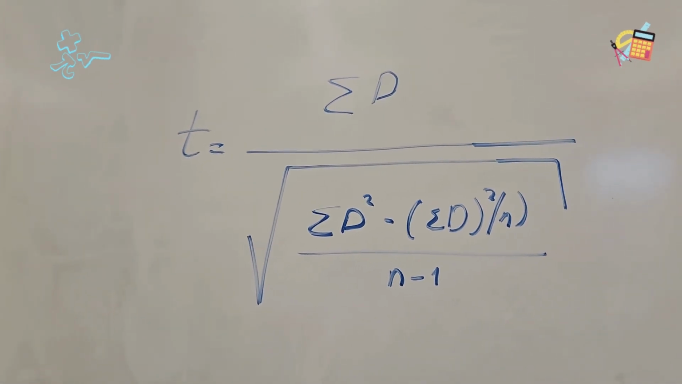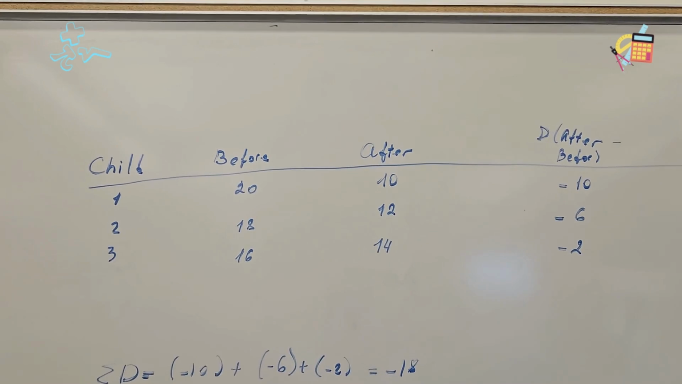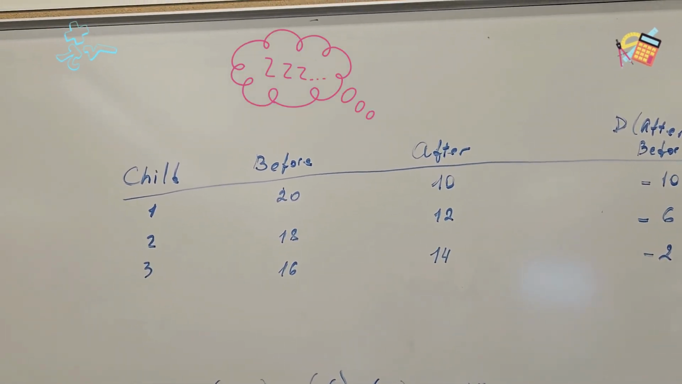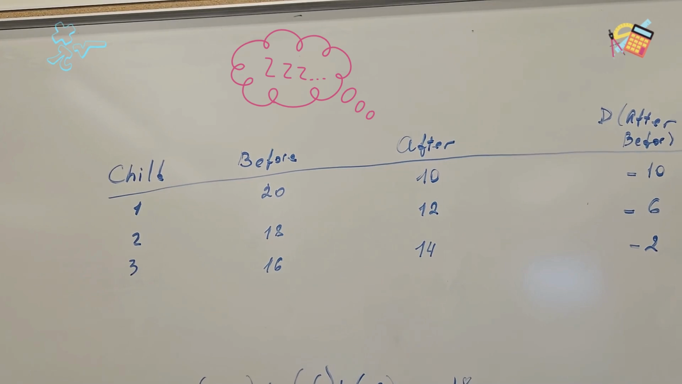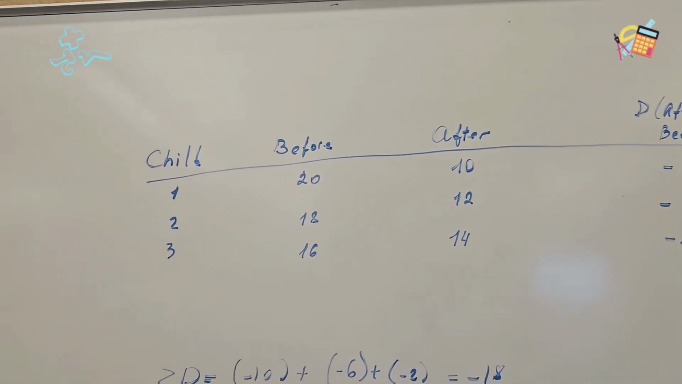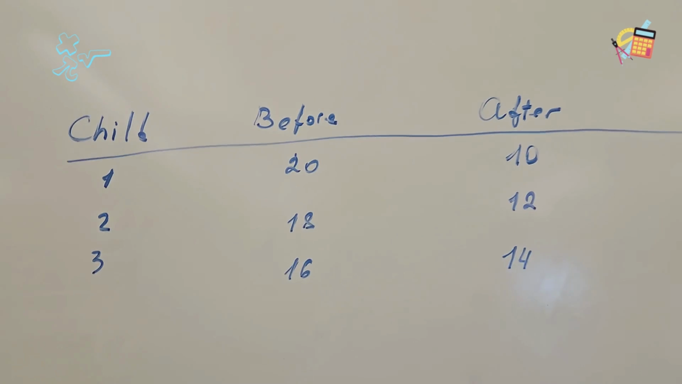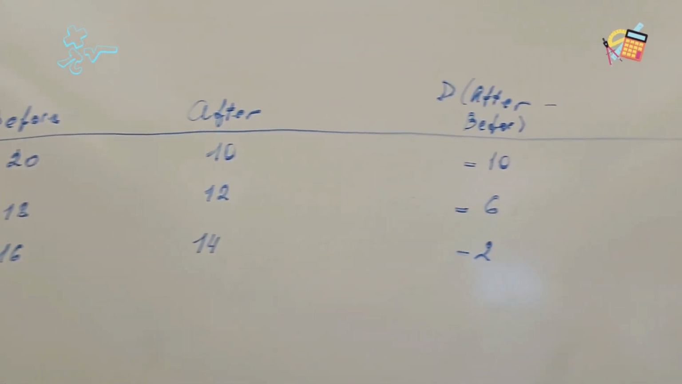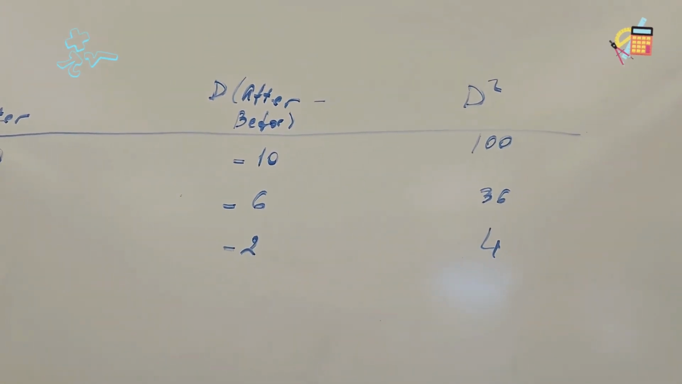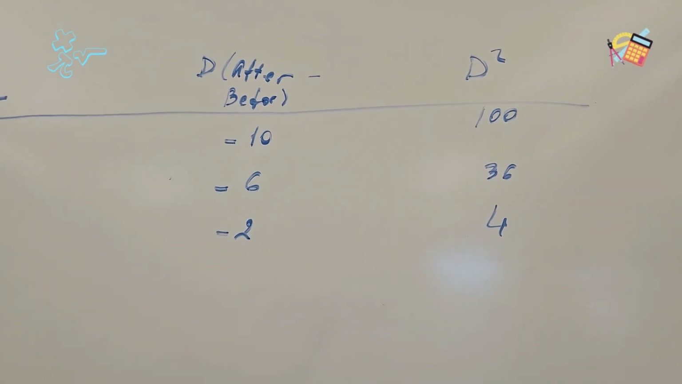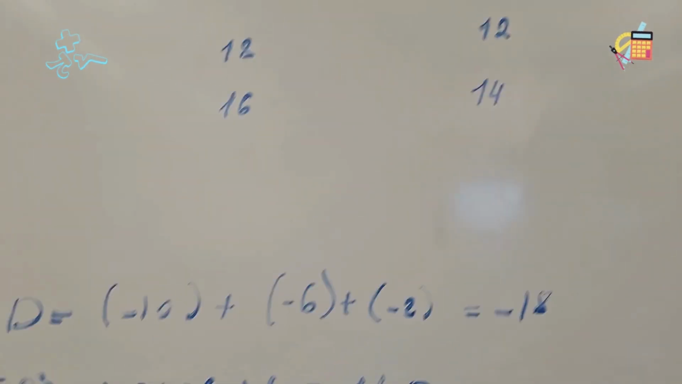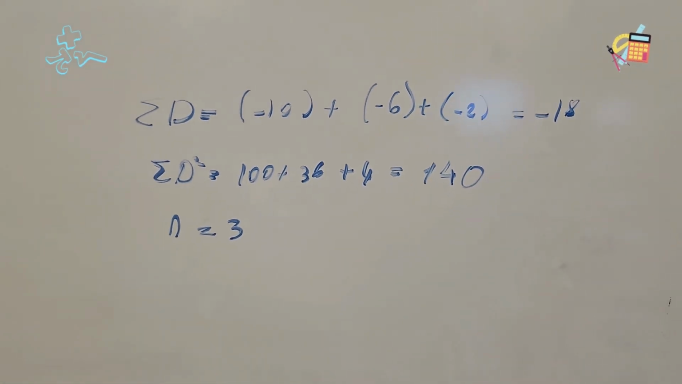Let's plug in an example. Here is the table with our children's sleep time in minutes before and after the new bedtime routine. With 3 children, before and after minutes, and then D, after minus before, and the results of D squared. Now let's find out the results, summing them up.